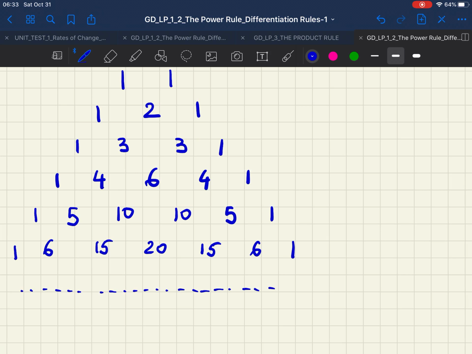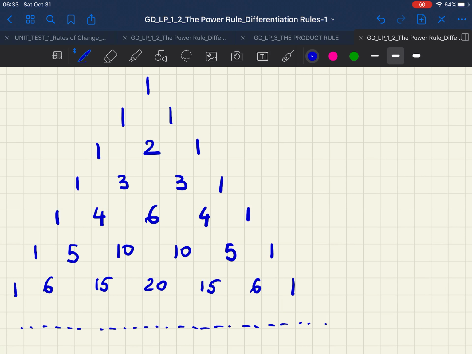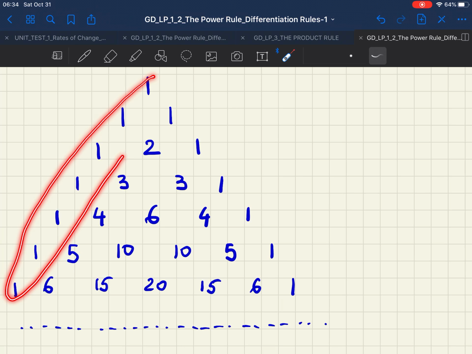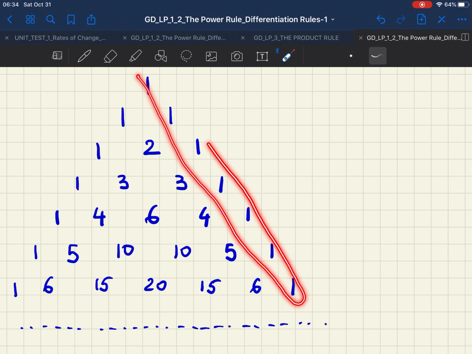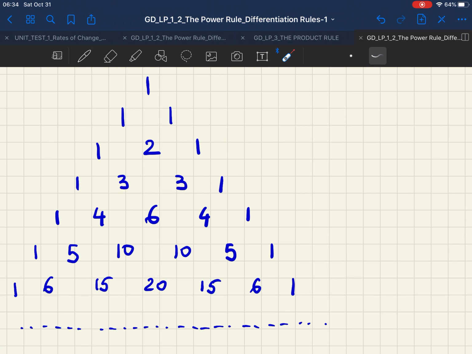Okay? But before I move on to the last row that I want to write in here, I want us to recognize or to observe some patterns. Notice that the first number on the side of the triangle will always be 1. And the last number in the triangle will be 1. So the last number in each row would be 1, and the first number will also be 1.